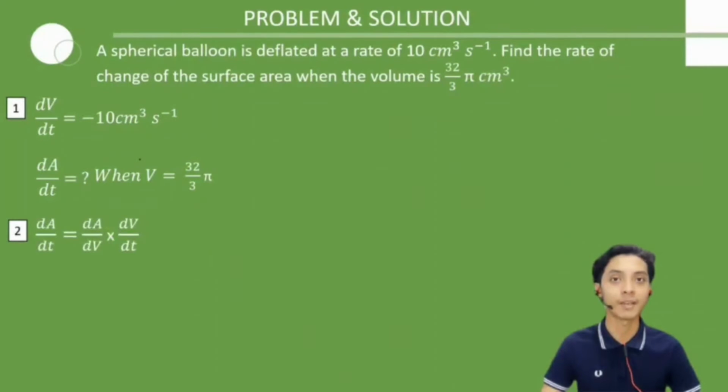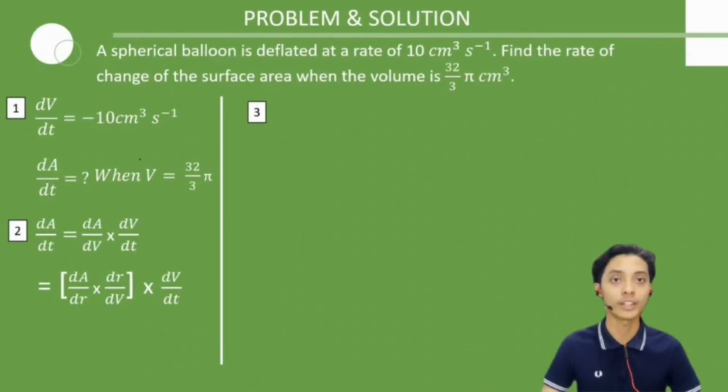Jump on to the next step. We will write an equation that satisfies dA/dt, which is dA/dV times dV/dt. Since dA/dV is impossible to find directly, we will break it down to dA/dr times dr/dV. You may be asking, where did I get dr? The reason I picked dr is because in the formulas of the sphere for the area and the volume, there is r in the equation.